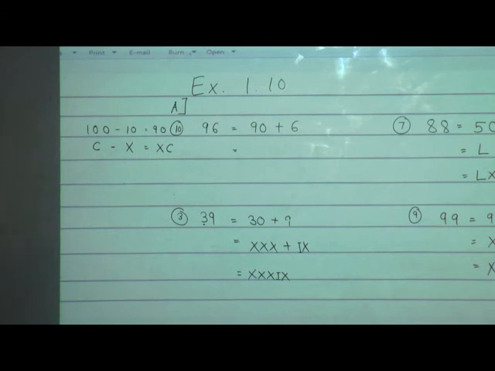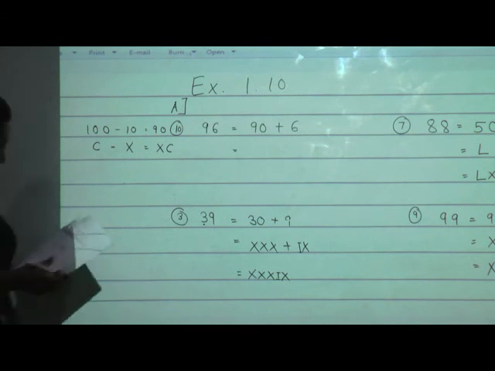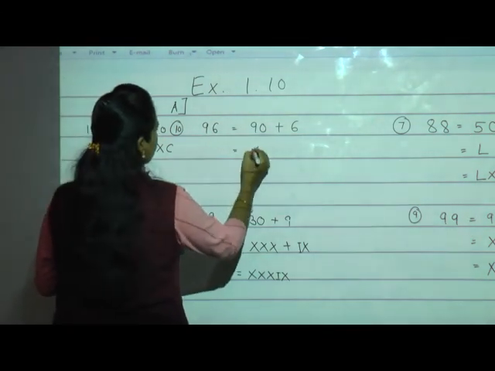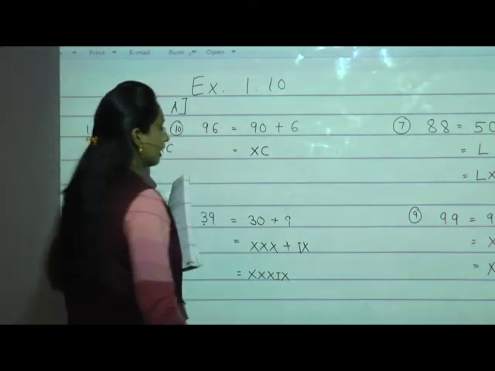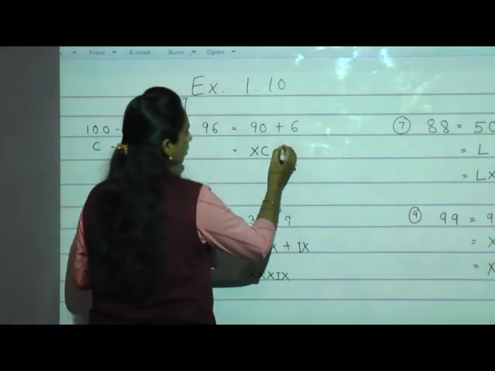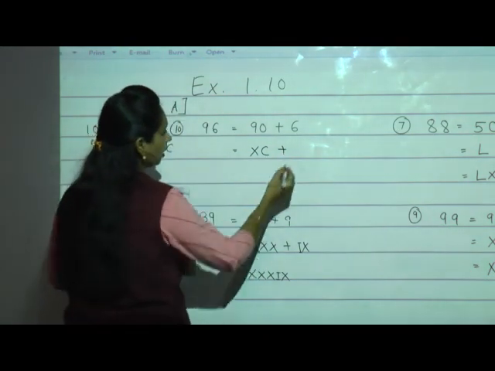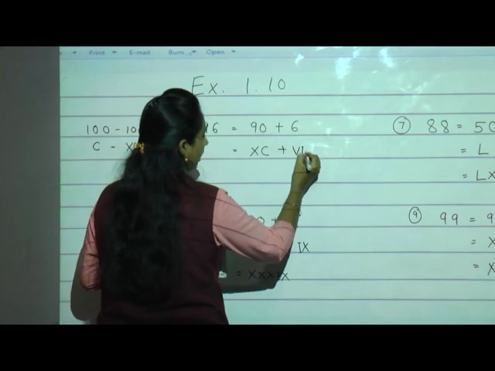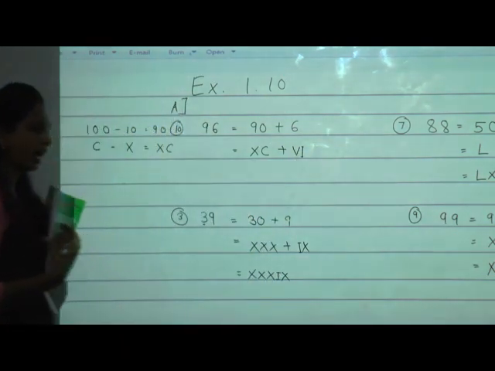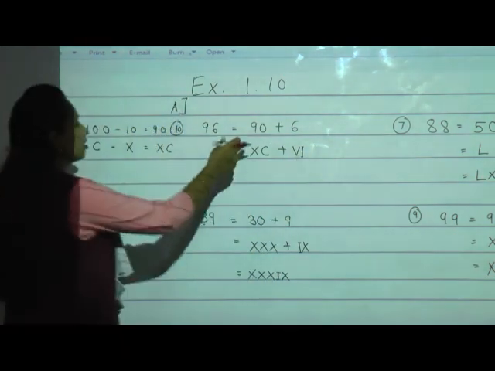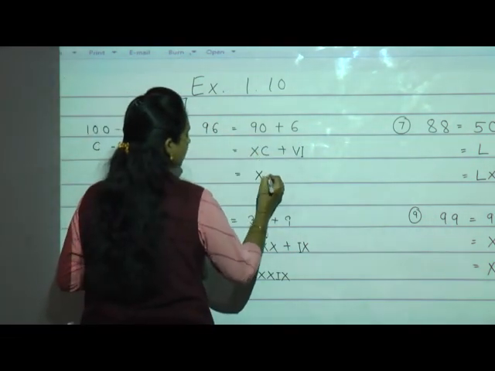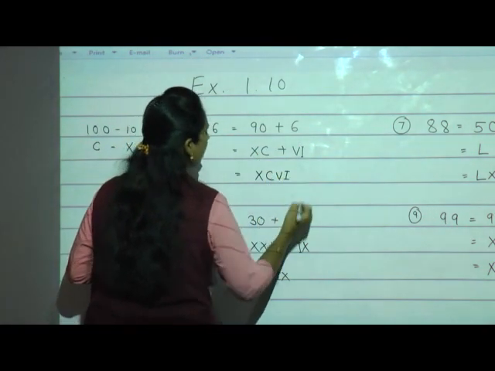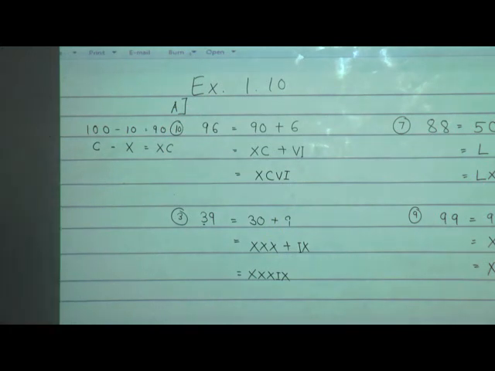Understood? So now, as you understood everyone, 90's value is X and C. Now what about 6? V and I. V and I is 6. So just write together X, C, V, I. It becomes 96. Understood everyone? Clear till here?